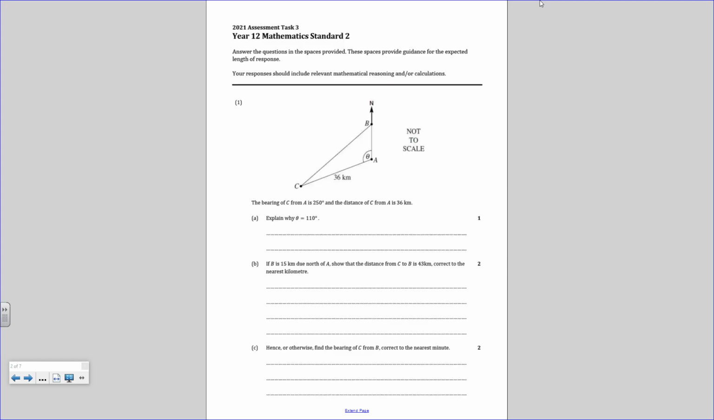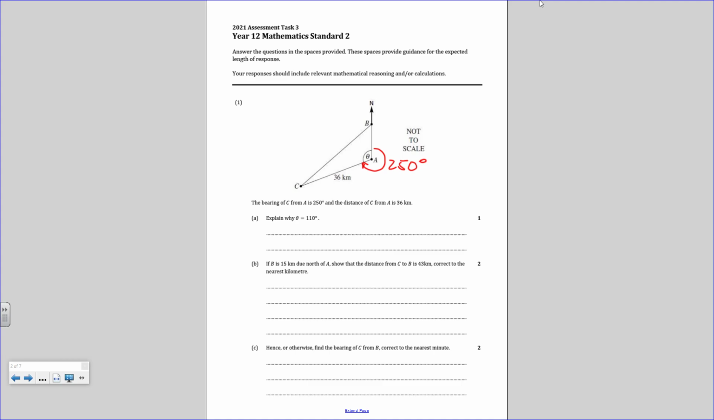Alright, question 1, we have a non-right angle triangles trigonometry question involving bearings, and it involves the sine rule, the cosine rule, and all that kind of stuff. To start us off, we have the diagram, and the bearing of C from A is 250 degrees, and the distance of C from A is 36 kilometers. So we can say that the angle here, starting from north and going in that clockwise direction, is 250 degrees. In part A, we need to show that theta equals 110.